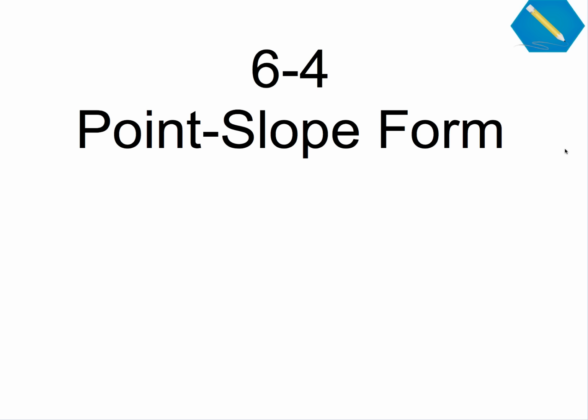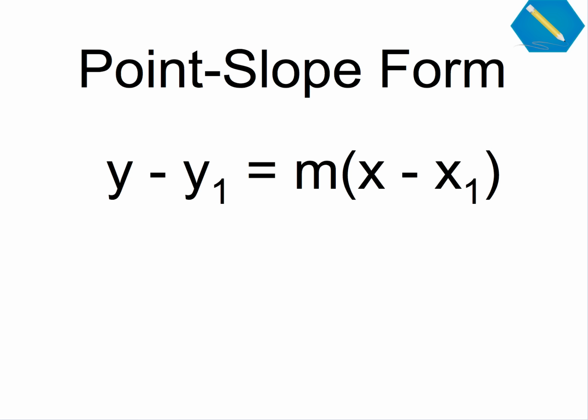Today's lesson is on Chapter 6, Section 4, which is point-slope form. So title your notes and then write this down. This is the equation for point-slope form. It's y minus y1 equals m times the quantity of x minus x1.